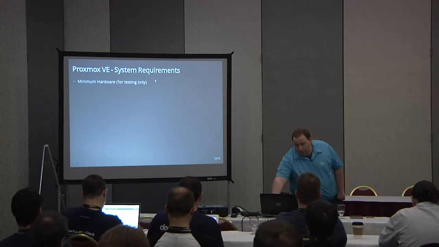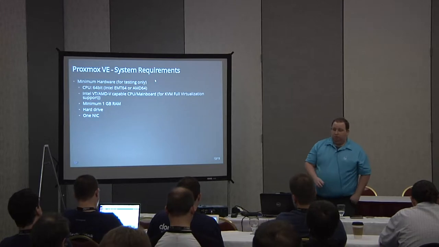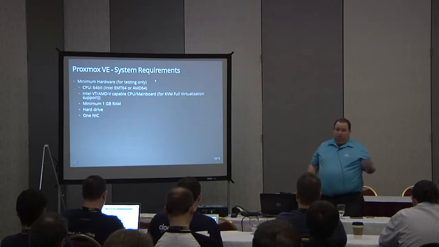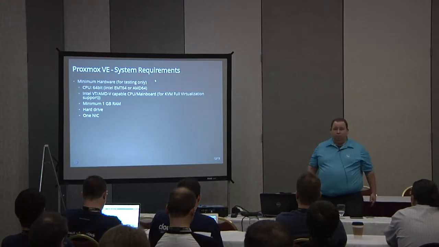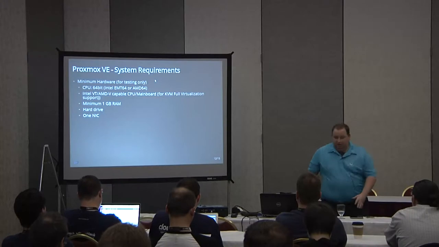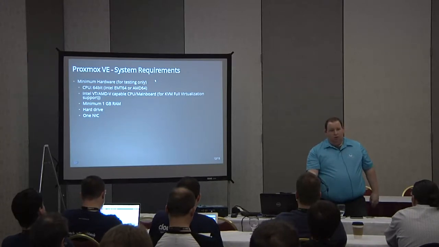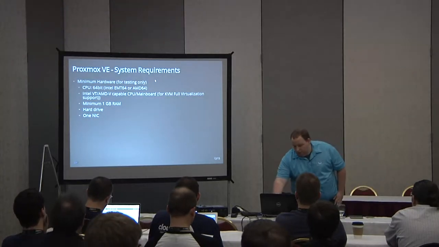We'll go through the minimum spec requirements, and this is interesting because I actually use these on a daily basis a lot of times. Obviously, a 64-bit processor, 1 gig of RAM, a hard drive, and a NIC. You can pretty much put it on anything. In fact, I've got a Proxmox installation running on this dual-core Atom processor with 2 gigs of RAM. I'll show that here in just a little bit.